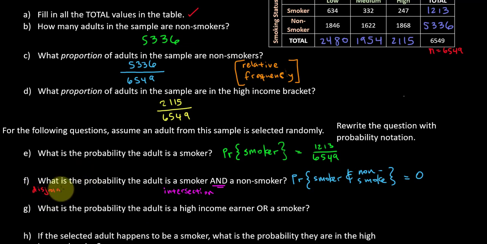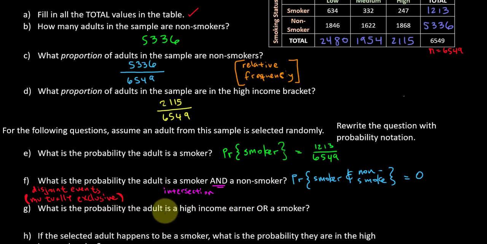Disjoint events, or mutually exclusive. And we said 2 events that are mutually exclusive cannot occur at the same time. And this question was asking, what's the chance that these 2 disjoint events are happening at the same time? That probability must be 0. Let's look at the next one.